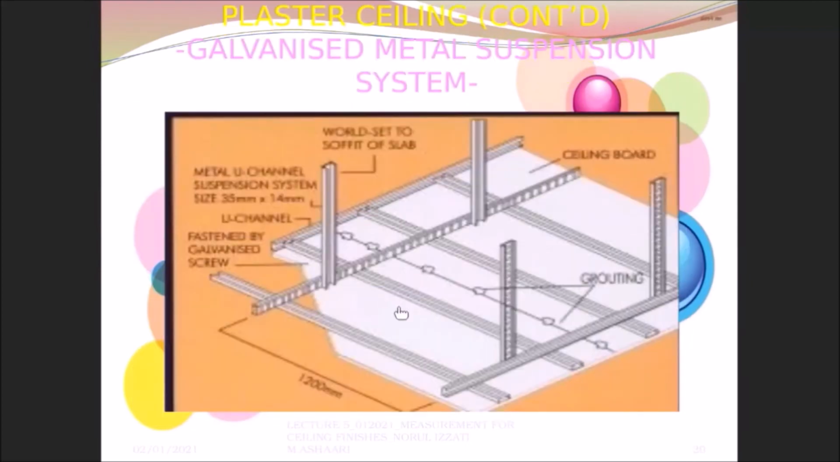And then this is the galvanized metal suspension system. Nowadays we are using aluminum. A lot of projects nowadays are using aluminum, so this one also must be written in the description. If no detail, you just write down including the galvanized metal suspension system in the description of ceiling board.